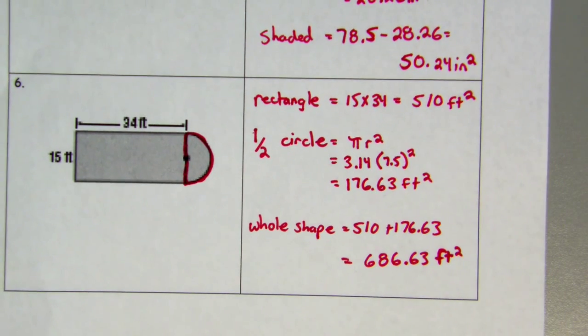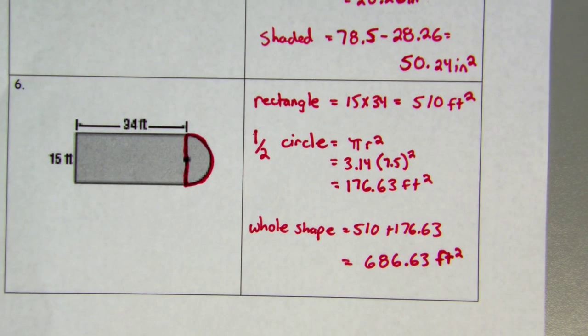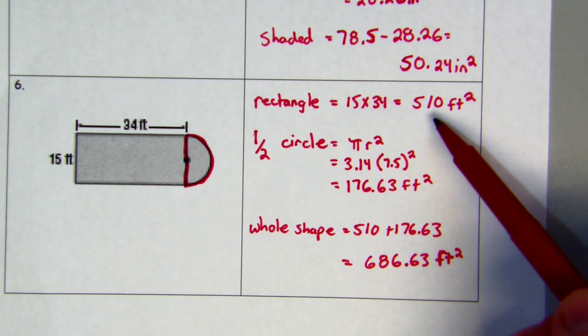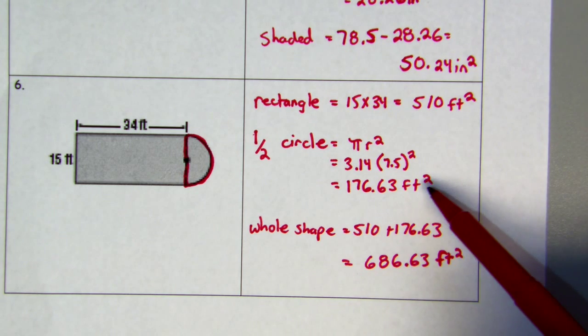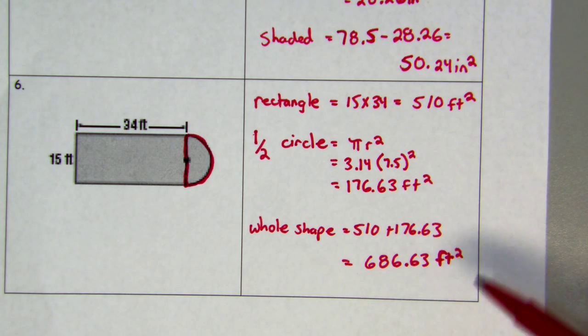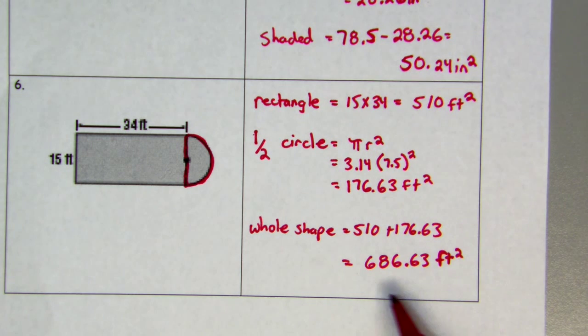Alright, number 6. I have my rectangle and I have a half circle there. So I find my rectangle is just 510. Then I find my half circle, which is 176.63. And then I would find my whole shape being 686.63 feet squared, or square feet. So that is our inscribed figures and how to find the areas.